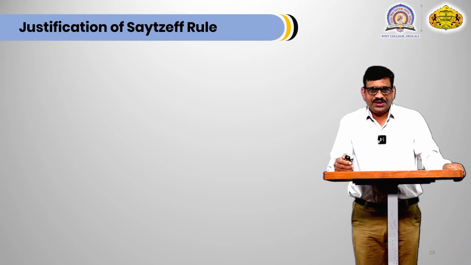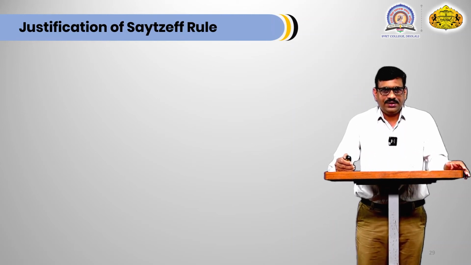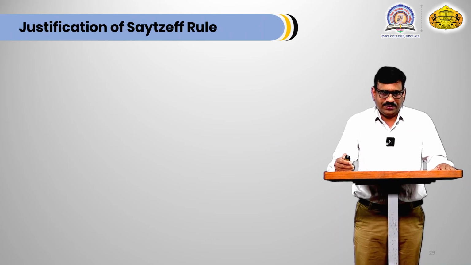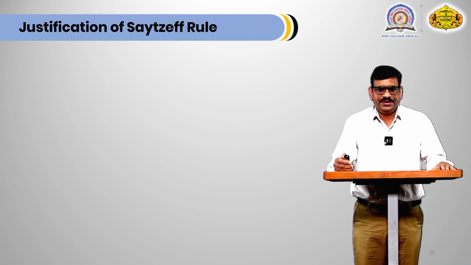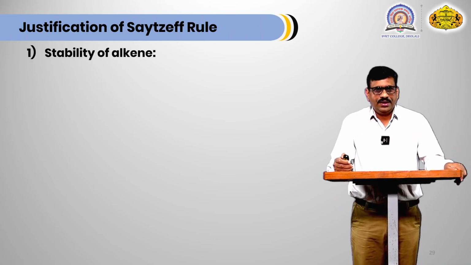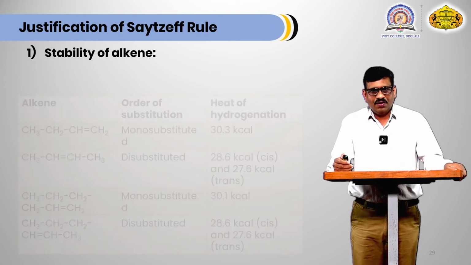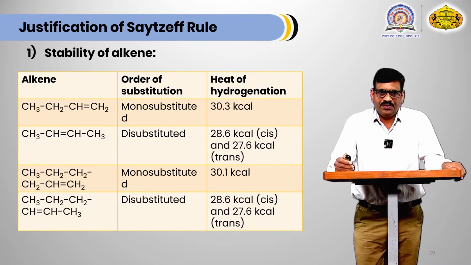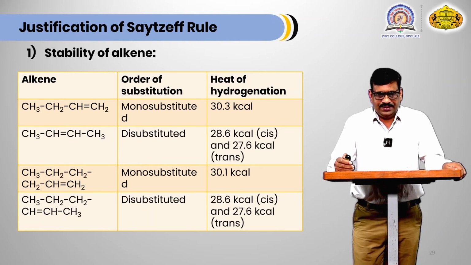Now, justification of Saytzeff rule. Why is this going to happen? Why is the more substituted product the major product and why is the less substituted product the minor product? That we are going to see. That is the justification of Saytzeff rule. Now, stability of alkene. Stability of alkene depends upon the heat of hydrogenation. When heat of hydrogenation is less, then that alkene is more stable.